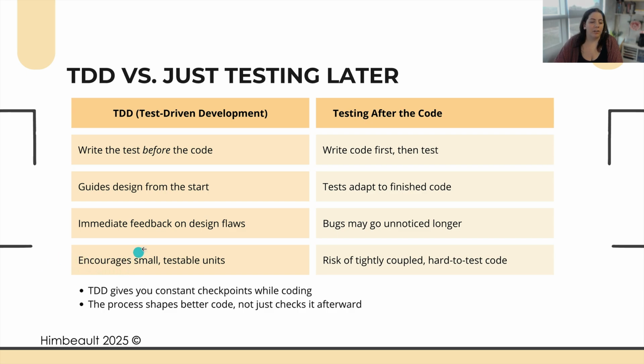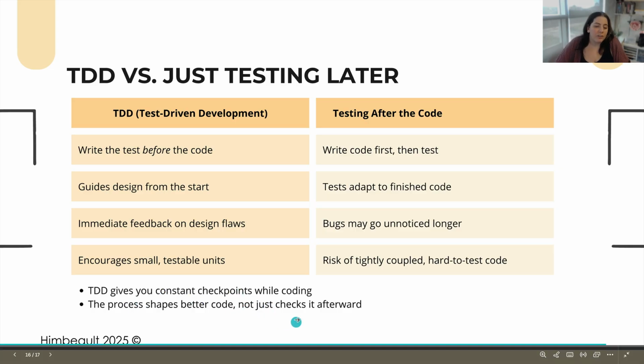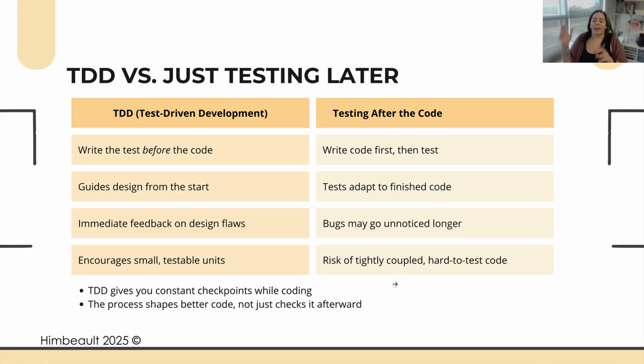TDD helps encourage the small testable unit structure that we're always looking for. Testing after the code, it doesn't necessarily mean this is what's going to happen, but you do risk more tightly coupled code and harder to test code if you write code first, write tests second. Test-driven development gives us those constant checkpoints, and it honestly shapes better code, not just a quick check after.